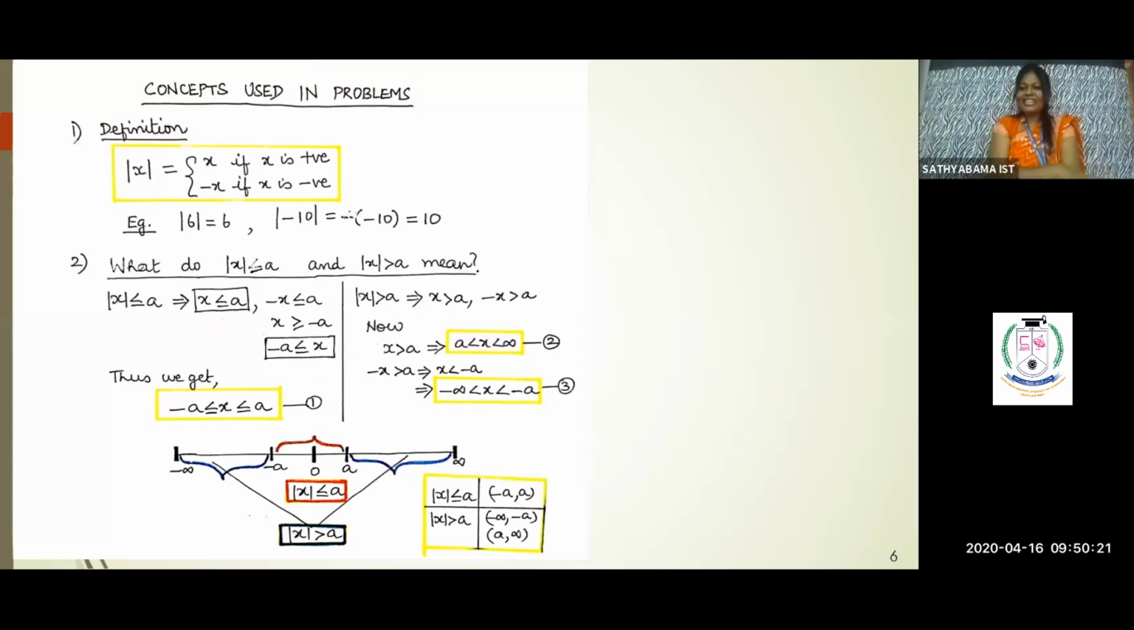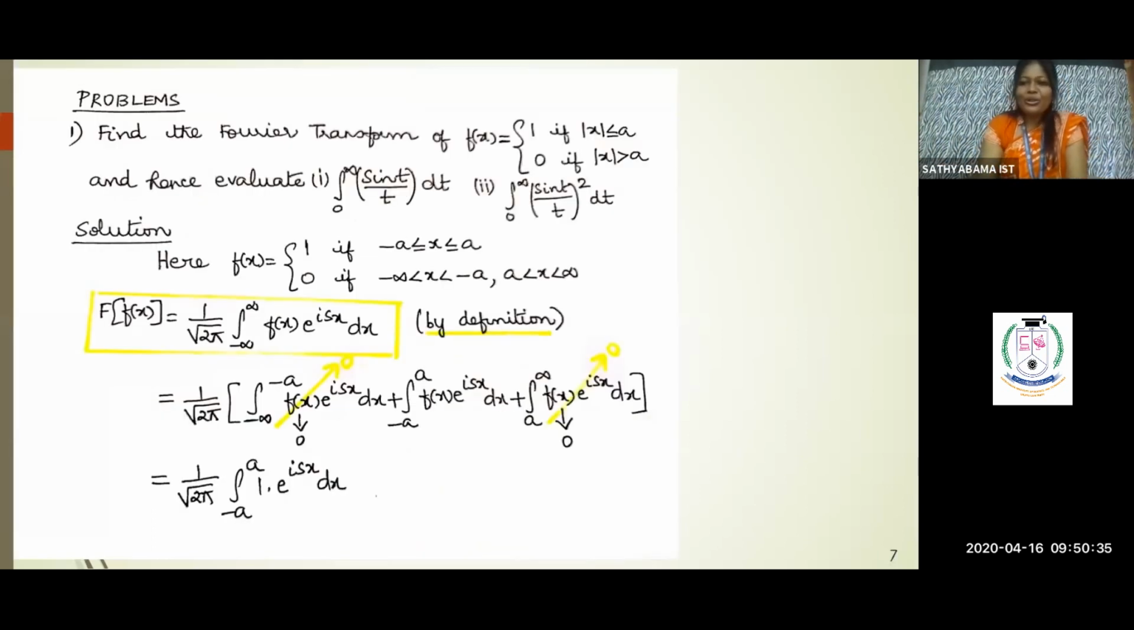So what is modulus of x less than or equal to a? It means minus a to plus a. What is mod x greater than a? It's the remaining portion. Minus infinity to minus a and a to infinity. Okay? All right. Now we will go on to problems. So as I told you, I have three problems lined up for you. All the three are very, very important. Okay? So let's start with the first one.